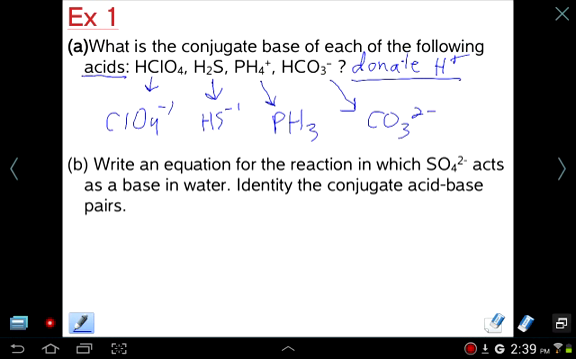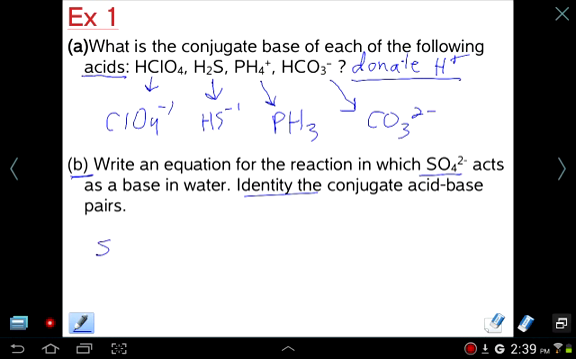Now these guys then are conjugate bases because they can now accept an H+ if you reverse the reaction, and that's what we mean by a conjugate base. And to fully show what's happening here, part B says go ahead and write an equation which shows SO4 2- acting as a base in water. And then we want to identify our conjugate acid and base pairs.